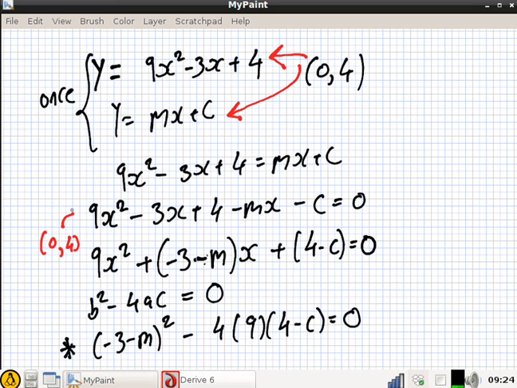So, of my 3 equations I have, which would be the best one to put 0, 4 in? First, second, or third? Second or third, actually. Both will tell me what the c is. If I put it in here, what will I get for c? Yeah. I'll get c is 4.